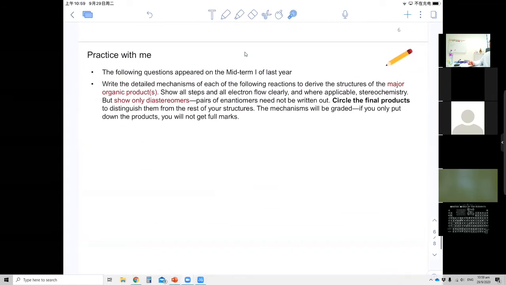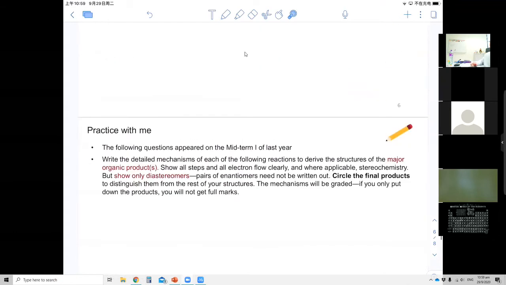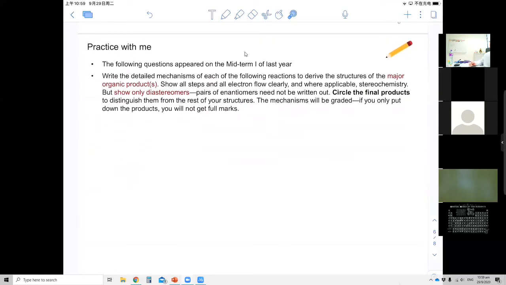Another type of question is that I give you the starting material, the conditions and the reagents used, and you need to write the product. If I want you to write the product, I will say, just write the product. But if I want you to write the mechanism towards the product, then you need to write the mechanism. For example, in the description of the exam here, you need to first write the detailed mechanism, and the mechanism towards the structures of the major organic products.